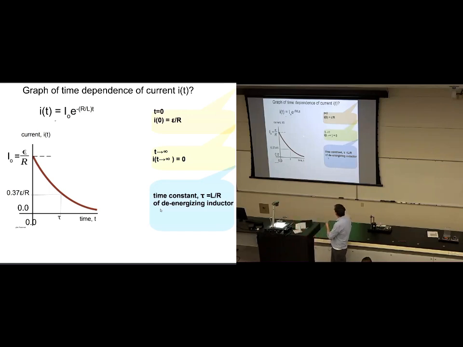And that time constant, again, here's the equation. A time constant, I forgot to write the tau. This time constant here is the ratio of the inductance to the resistance.